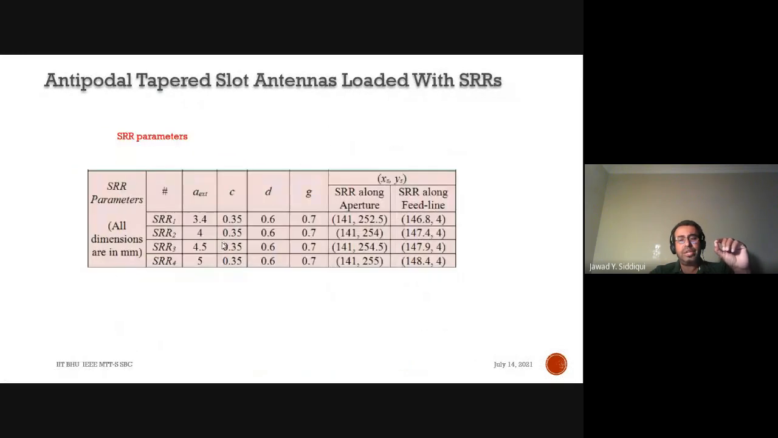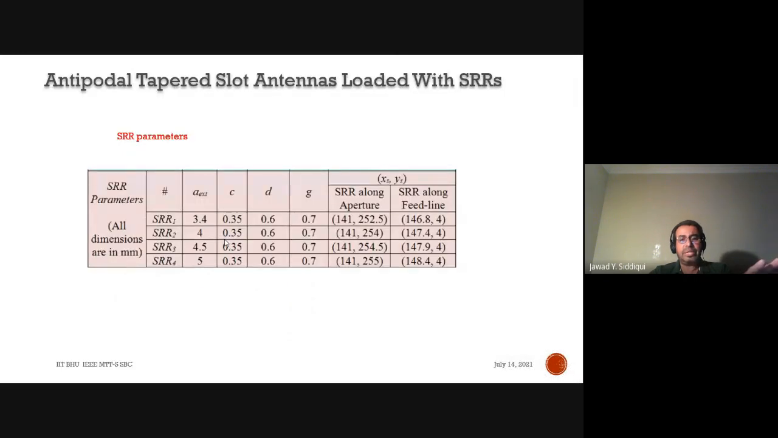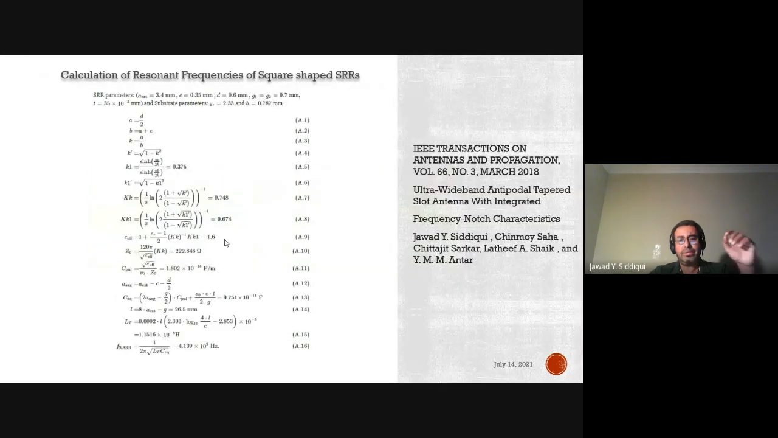So we have seen the radiation, check the radiation also. It does not tamper with the radiation. It just stops radiating at that frequency. Otherwise, the taper slot antenna radiates as it was radiating without the SRR.